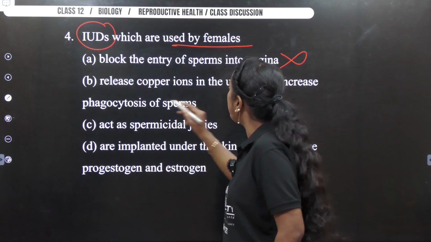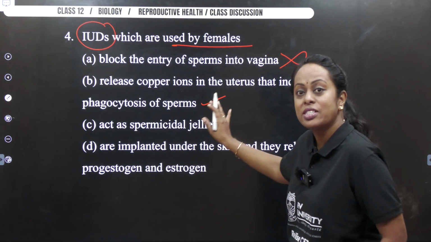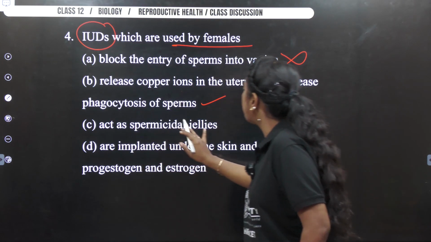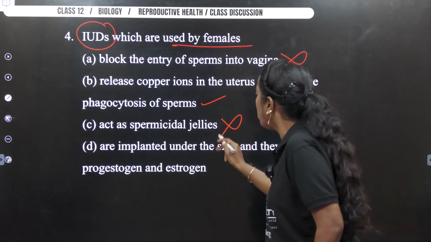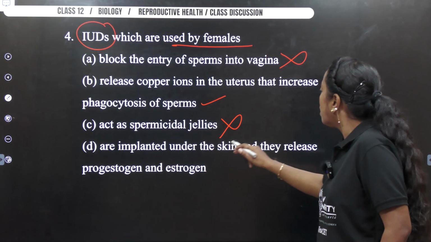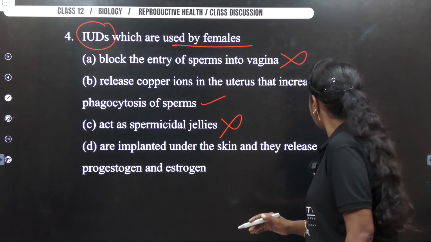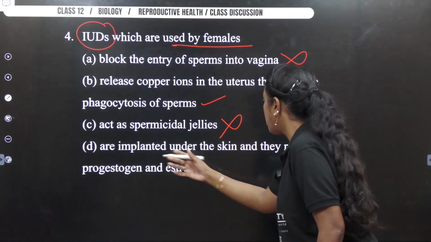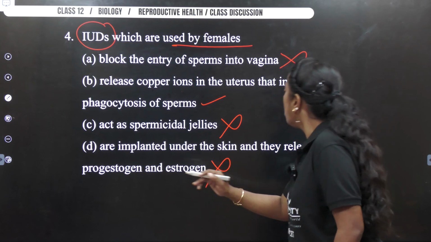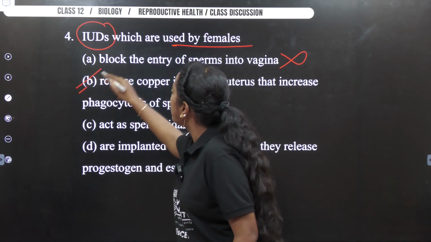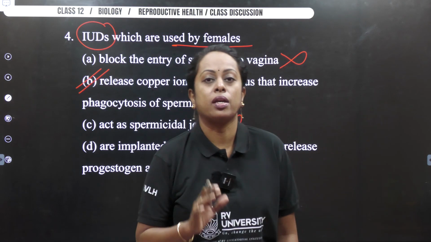So this option B states one of the characteristics, I'll just put a tick mark. Acts as spermicidal jellies, not at all. And implanted under the skin, so we are not talking about implants which are placed in the skin to release progesterone and estrogen, wrong. So our answer becomes option B for this particular question.